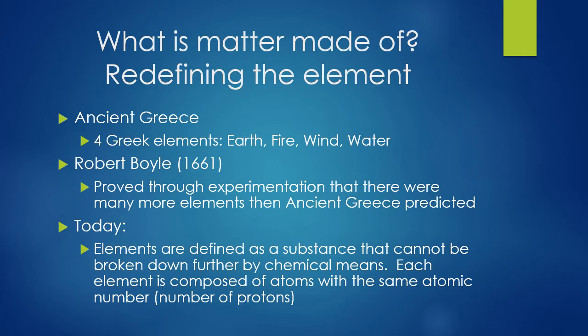In ancient Greece, they thought there were just 4 Greek elements: earth, fire, wind, and water. But in 1661, Robert Boyle came along and proved through experimentation that there were actually many more elements than ancient Greece originally predicted. Today, elements are defined as substances that cannot be broken down any further by chemical means. Each element on the periodic table is composed of atoms that have the same atomic number.